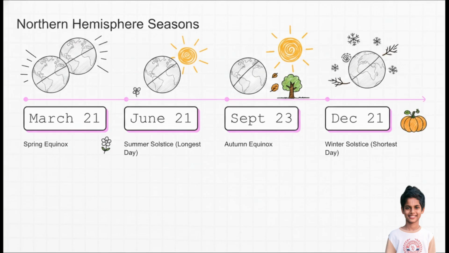Then around September 23rd brings us the autumn equinox. And finally, on December 21st or 22nd, the north leans away, giving us the winter solstice, the absolute shortest day of the year in the north.